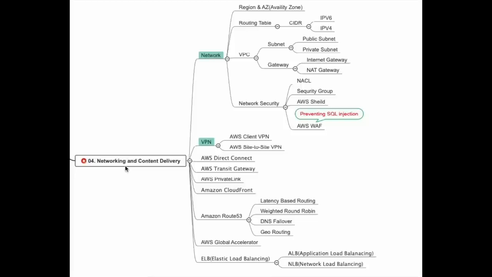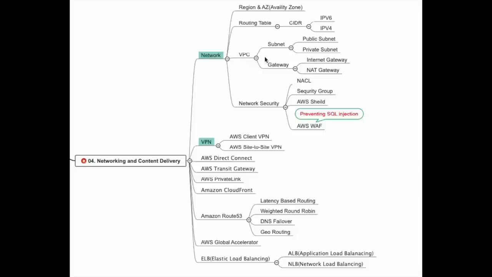The fourth service topic is about networking and content delivery. Basically, networking operates on top of the region and AZ, an AWS global infrastructure explained in the previous lecture. Questions that ask about routing and CIDR also appear frequently in the exam, so it is important to familiarize yourself with them. The most important concept in AWS networking is VPC, a virtual network.